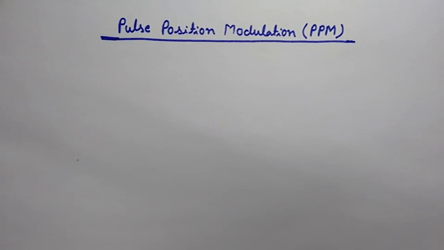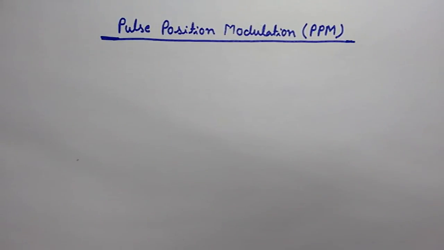This is Lalit Vasist. In the previous lecture, we have seen what is pulse amplitude modulation (PAM) and pulse width modulation (PWM). So now it's time to understand the concept of pulse position modulation (PPM). Pulse position modulation is a type of pulse time modulation. Pulse time modulation is of two types, PWM and PPM.